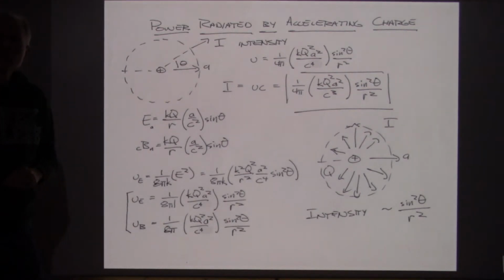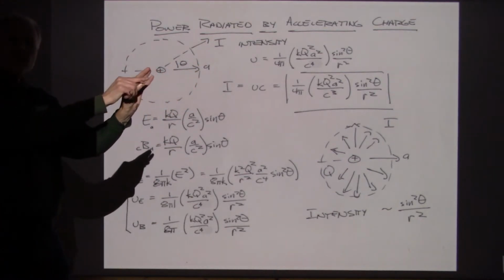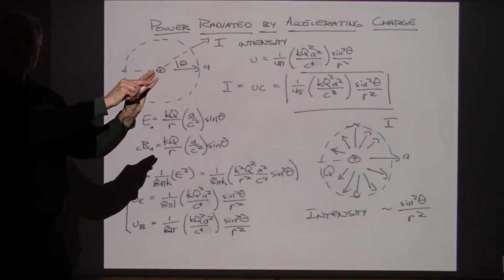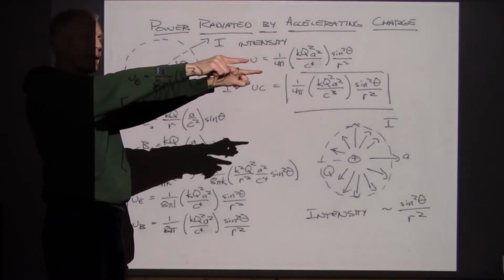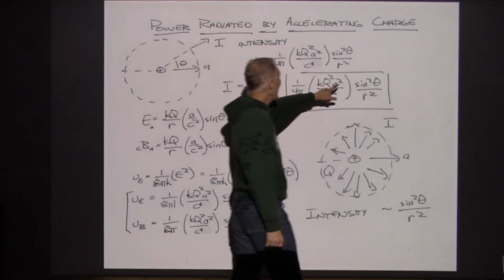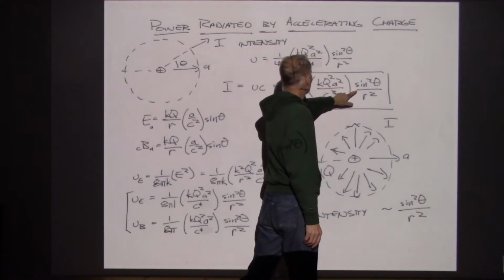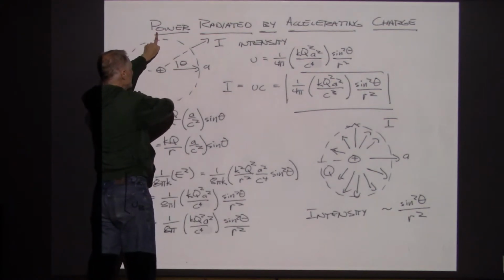Basically none. So if I have an accelerating charge, at least in the direction that the acceleration is taking place, there's no electromagnetic field propagation in that direction. Now when I look away from the direction of acceleration, I start to see higher and higher intensity. And that intensity will be the very largest at 90 degrees.